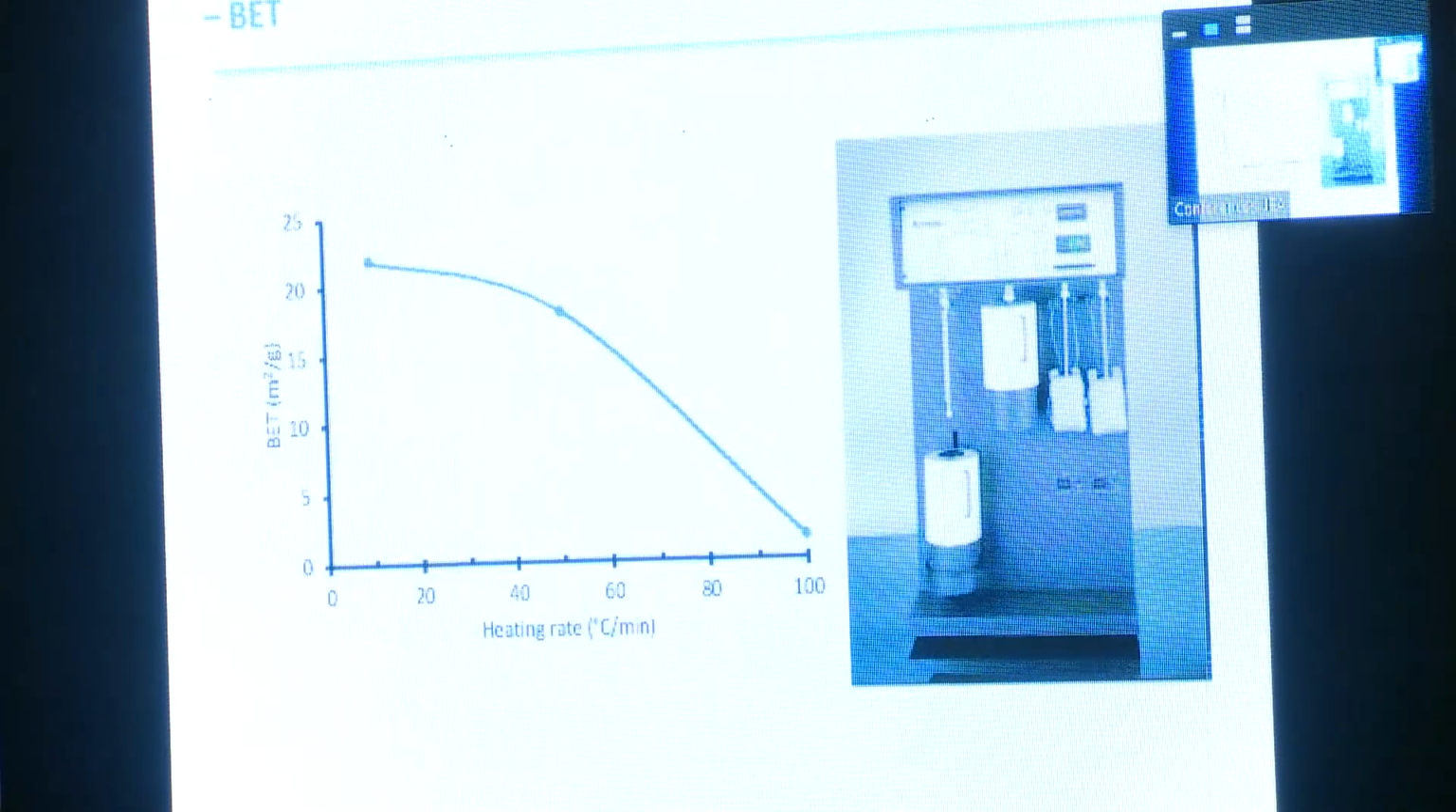The second test we did is the specific surface area. And here we measure the effect of heating rate on the kaolinite BET surface area. And you could see an interesting result here. The higher the heating rate, the lower the BET surface area, which could be related to, at high heating rate, we have strong escape of gases that could break the pores. And as a consequence, then you have less existing or produced surface area.